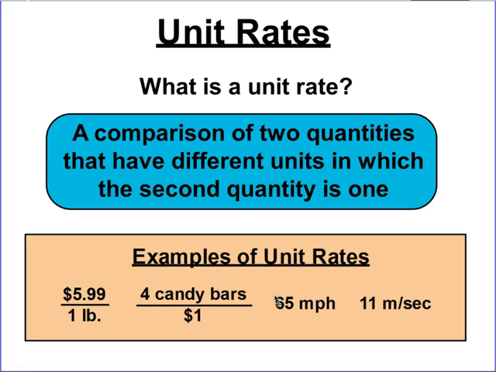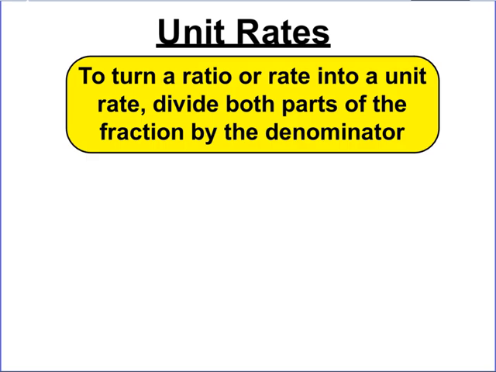All right. So here's some examples of unit rate. Something could cost $5.99 for 1 pound. You can buy 4 candy bars for $1. You can drive 65 miles per hour, or that could also be said as 65 miles in 1 hour. Or someone can run 11 meters in 1 second or per second. Those are all unit rates. It's how much something costs, how fast something happens in 1 unit of whatever the bottom number is on your ratio.